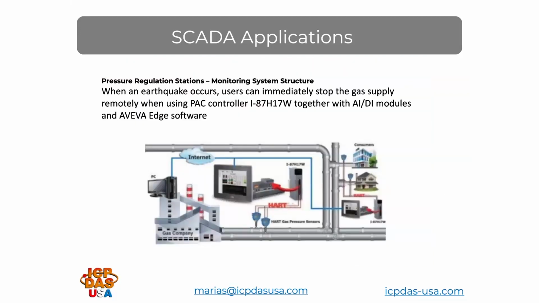Here's a system diagram for a pressure regulating station. This is one of the first of many success stories for the InduSoft Web Studio pack. The IWS pack was used in a seismic monitoring application that would stop the gas supply remotely, with the ViewPAC with InduSoft installed that was also reading pressure data through an I-87H17W HART communication module. The IWS was remotely connected through the internet to a PC in the Central Gas Company main office. When an earthquake struck, it was able to immediately stop the gas supply.